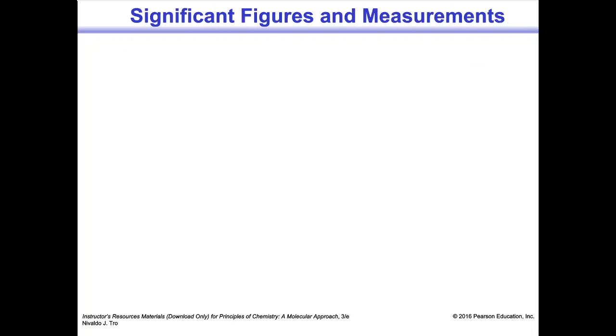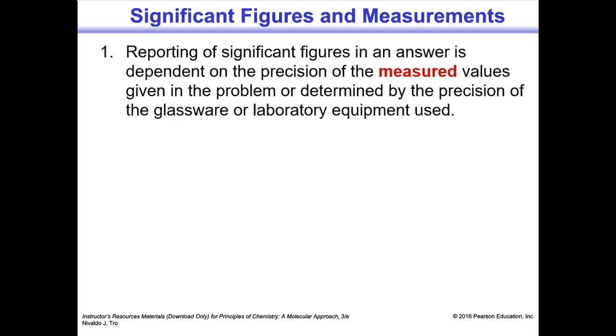Okay, so the next section we'll talk about is significant figures and measurement. When you're reporting the significant figures in an answer, it's dependent on the precision of the measured values given in the problem and determined by the precision of the laboratory glassware you use. In other words, if you're just solving a problem from the book or on an exam, the level of precision you report will be based on the numbers you're given. If you're actually solving a problem in the lab, it will be based on the type and the precision of the glassware that you use.